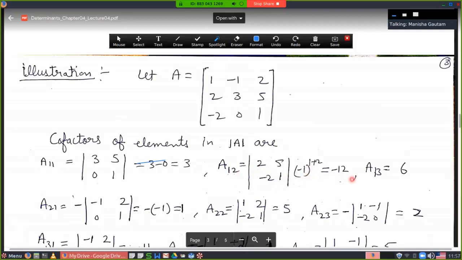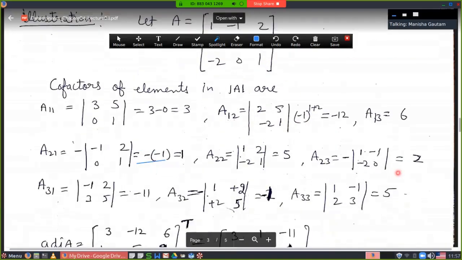Now you can calculate A13 by deleting the first row and third column. You are getting 2 minus of minus 6, that comes out 6, and the plus sign will be there. It will be plus 6. Now calculate the other cofactors. A21.